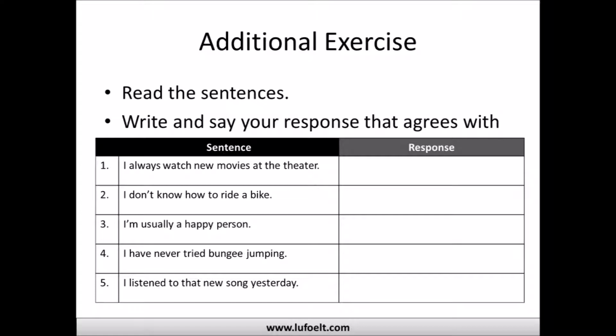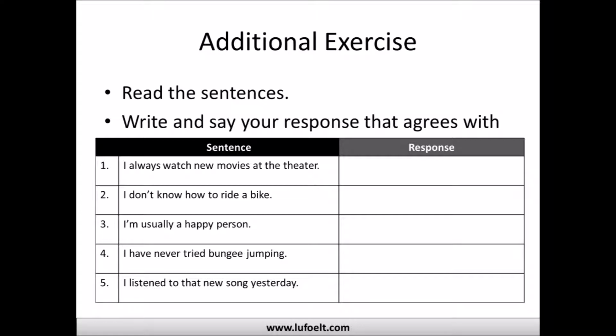Number 3, I'm usually a happy person. Okay, once again, how do you agree with this? Number 4, I have never tried bungee jumping. All right, write a sentence to agree with this. Number 5, I listened to that new song yesterday. All right, once again, write a sentence to agree with this.